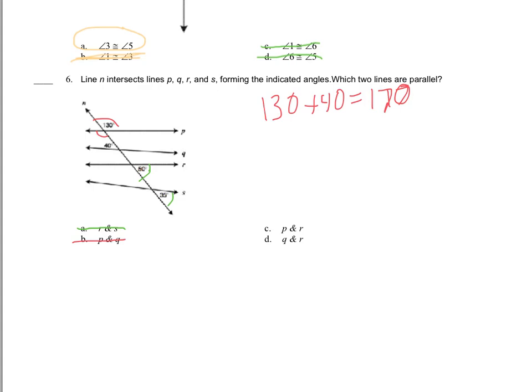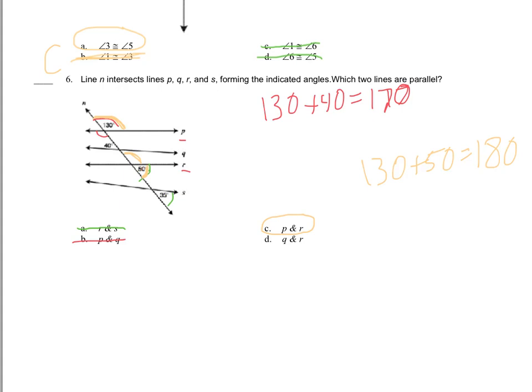P and R, we're looking at these two lines. If P and R were parallel, that 130 degrees would be corresponding to this angle, which forms a linear pair with this angle. So 130 plus 50 should equal 180 if those are parallel. And it does, which means that P and R are parallel.